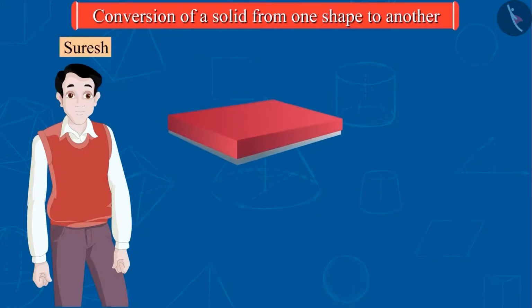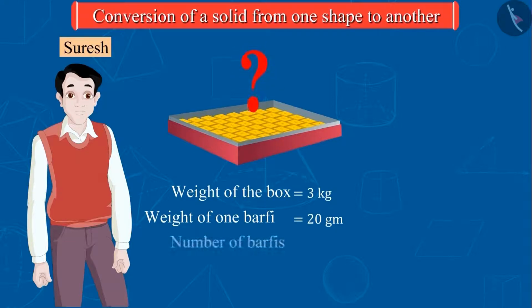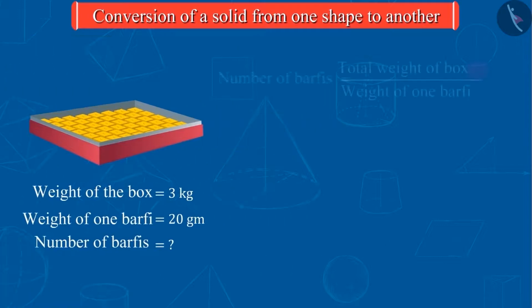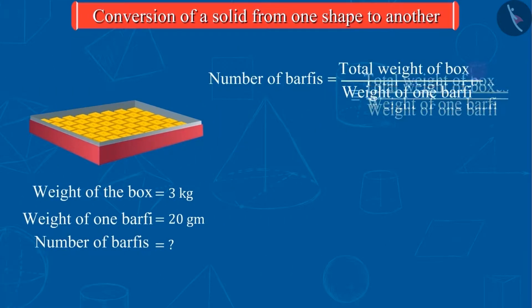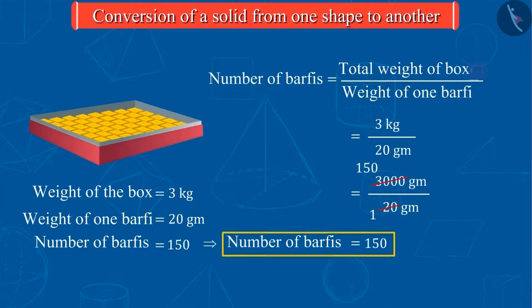Suresh has a box of sweets, which contains 3 kilos of barfi. If the weight of each piece of barfi is 20 grams, can you tell how many cubes of barfi will be there? We have studied such situations in our previous classes, based on which we can say that there will be 150 barfi pieces in the box.